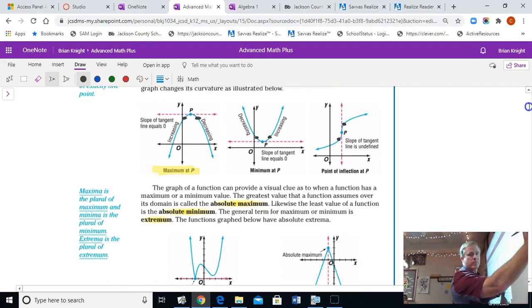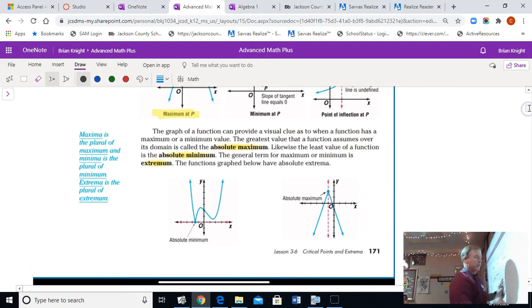Moving right along. You have absolute maximums, absolute minimums. Those are called extremum, okay? Extreme means, you know, out there, right? So it's the most it will ever be.